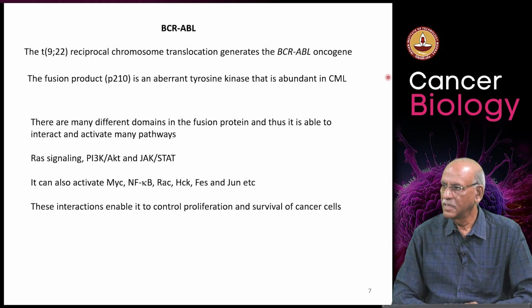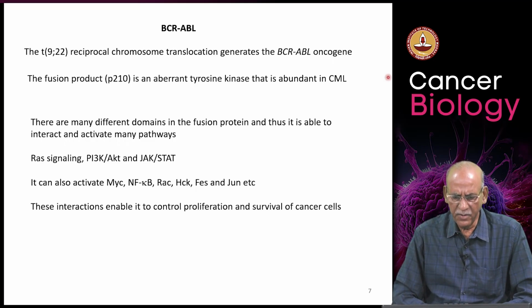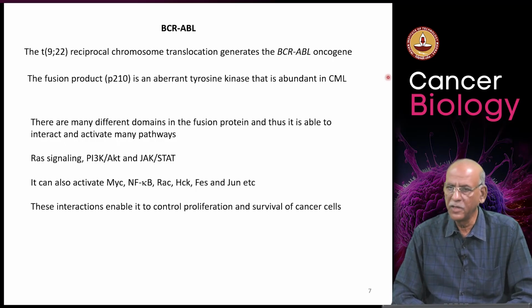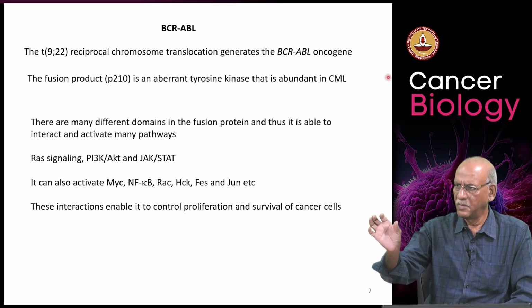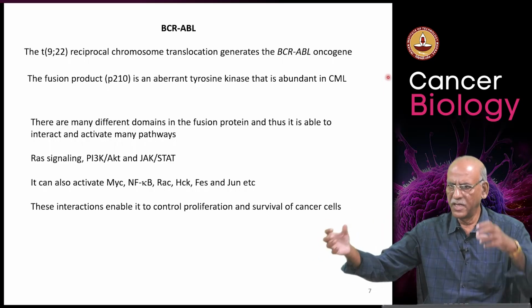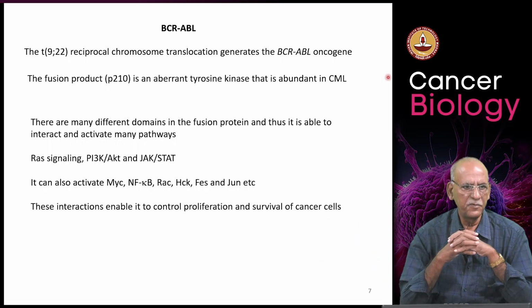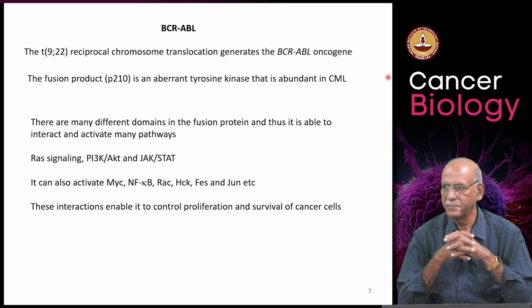It is overexpressed in a particular type of cancer, which is chronic myelogenous leukemia. You can say blood cancer, CML. There are many different domains in the fusion protein. You may ask, why sir there is a fusion protein? BCR is one portion, ABL is one portion. They are joining together to form a fusion protein, which is a tyrosine kinase.